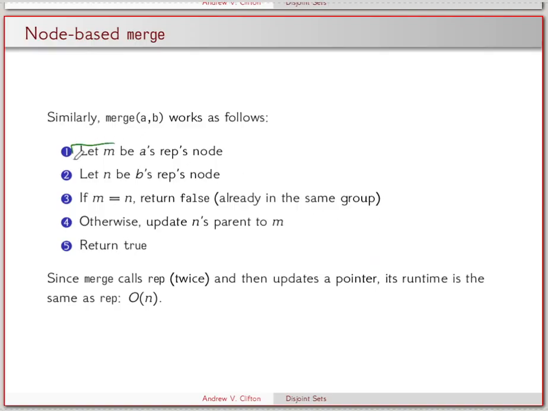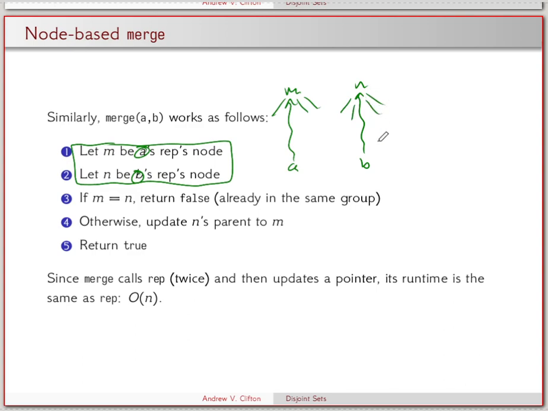So we find the node at the root of both A's and B's trees here, right? A is down here. I go up and I'm like, okay, here's M. And then B is down here, so I go up and I find N up there. Now, those might have lots of other children, but I don't care how many things are underneath it.